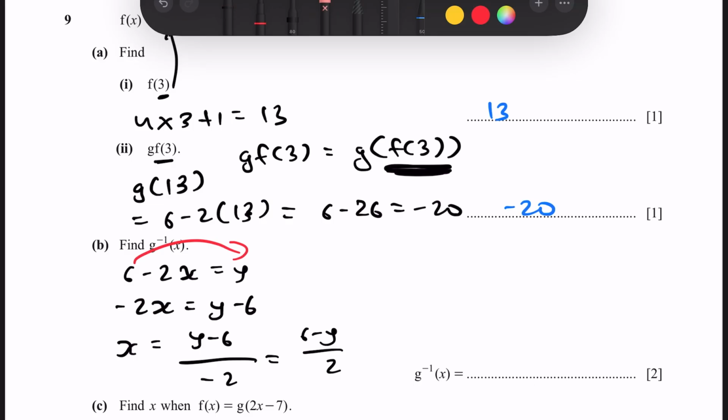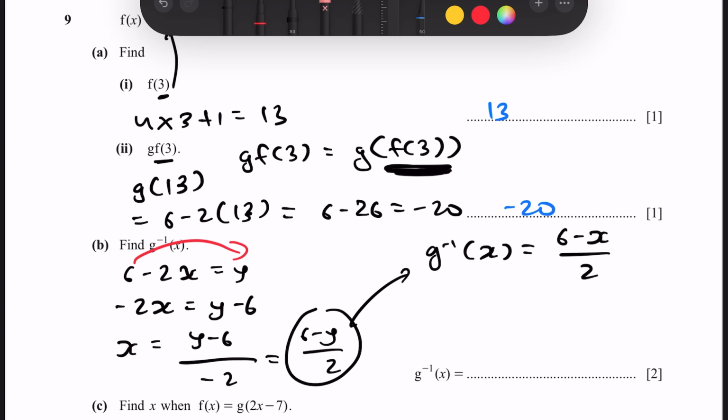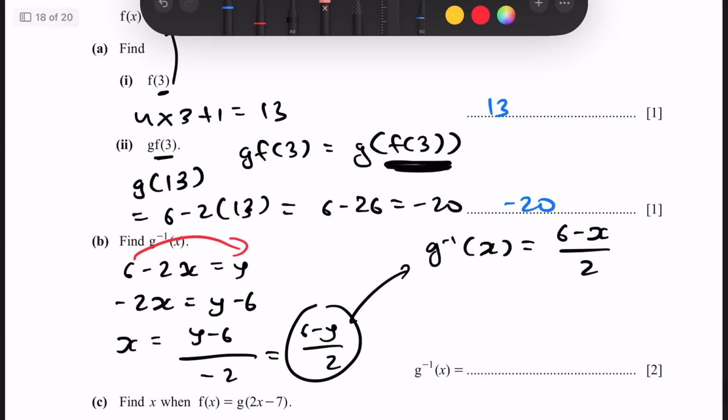Now that we have the value of x, we can now say that g inverse of x is equal to this itself, but substitute y for x. So (6 minus x) divided by 2. This is our final answer: (6 minus x) divided by 2.